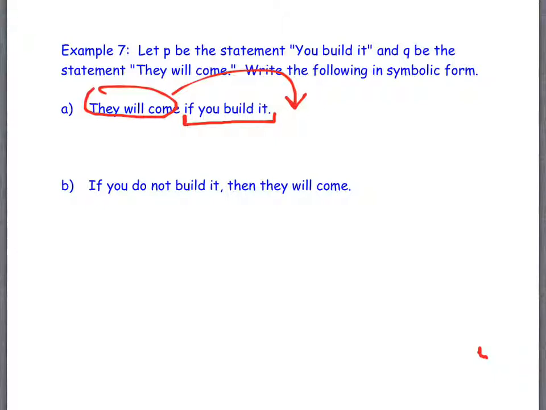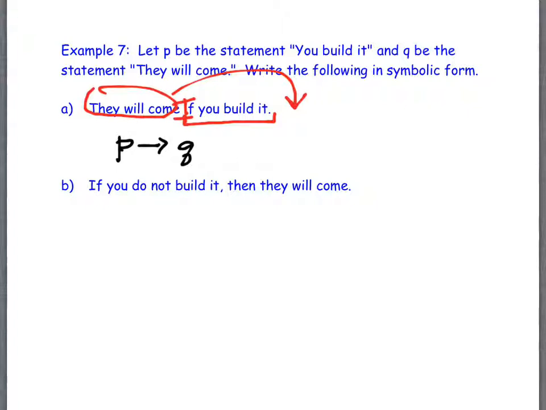You could even, like some of you were saying, physically rewrite it. If you build it, they will come. There's an understood then in there. So what would that look like in symbols? P arrow Q. It would be P arrow Q, because the build it part is what P represents and them coming is what Q represents. But this is another way to actually say the statement.